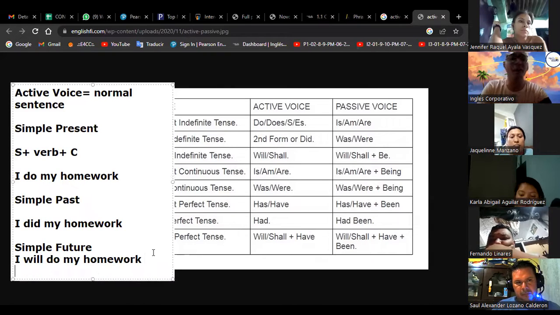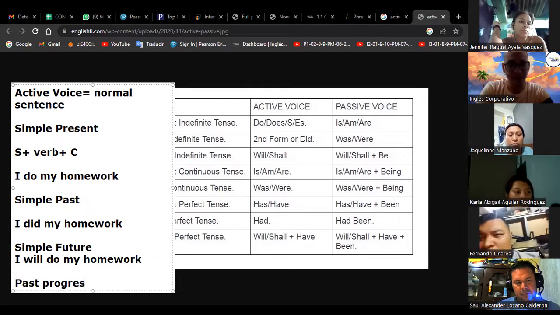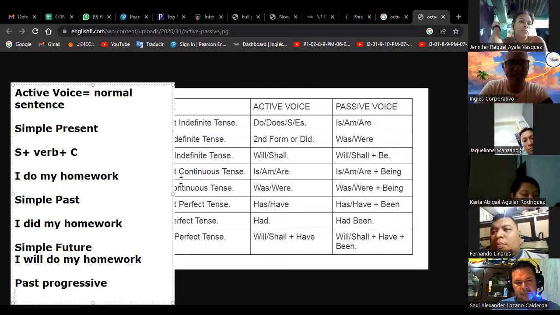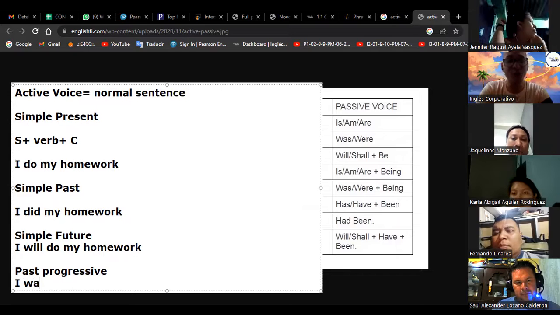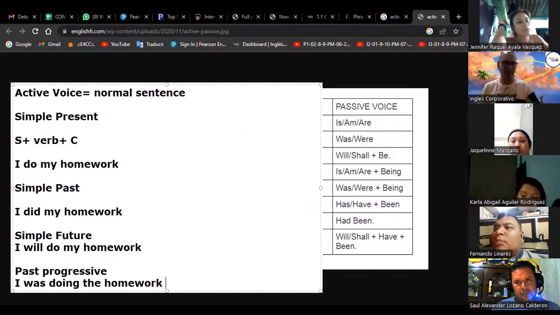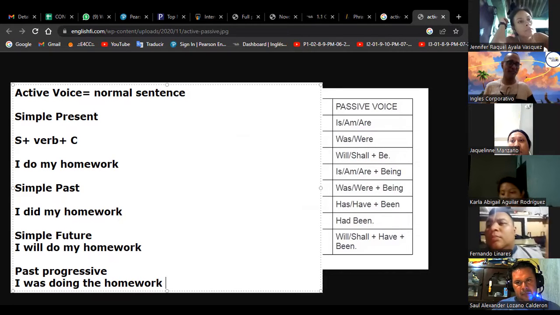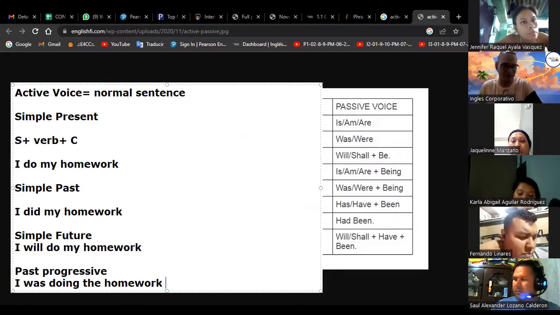Now, if we want to say this, for example, in past progressive, we use the same structure. For example, I was doing the homework, and this is active voice. Why? Because we are doing the activity directly. In other words, I will say this in Spanish, está haciendo la actividad usted directamente. So that would be the active voice, when you do the activity directly.